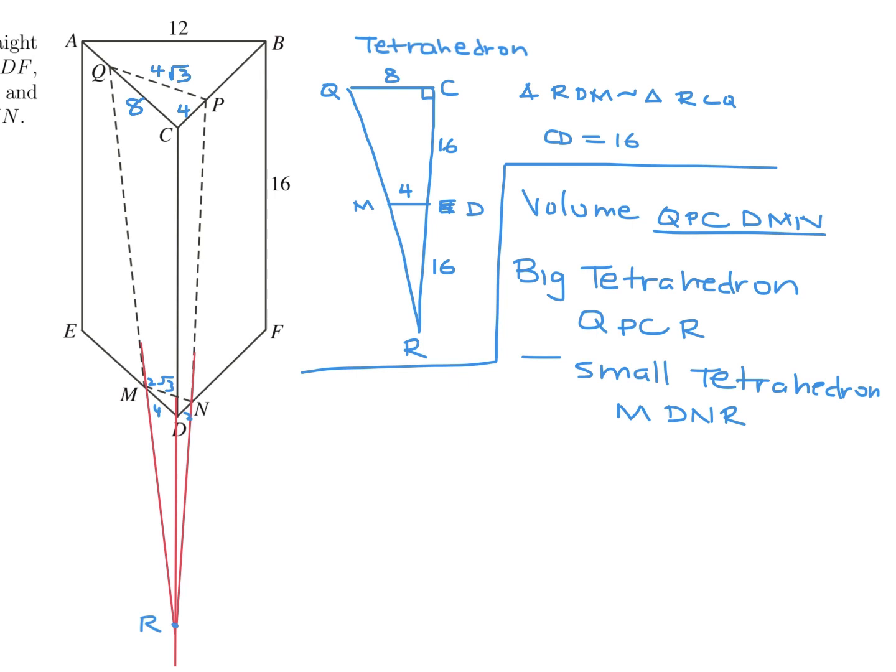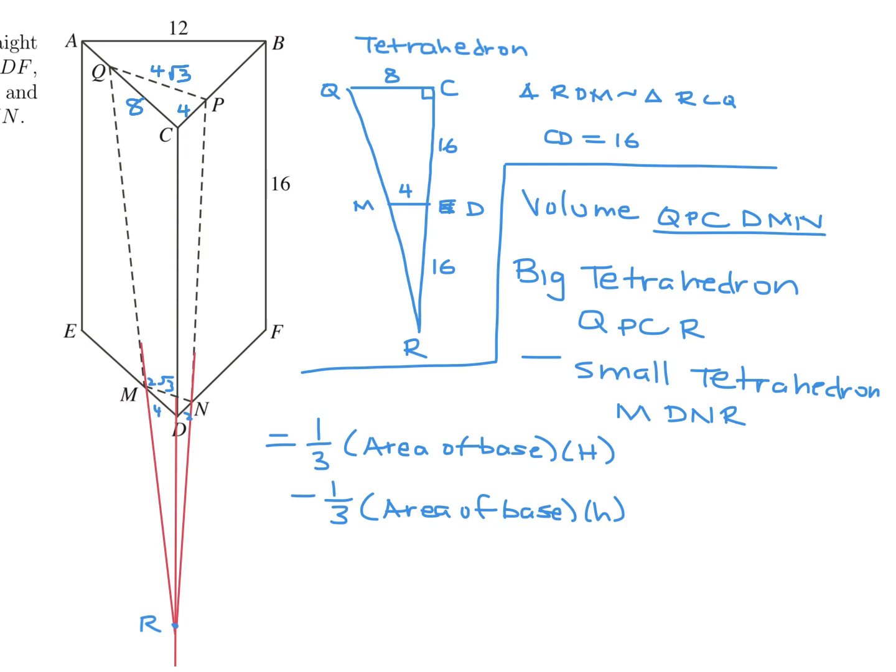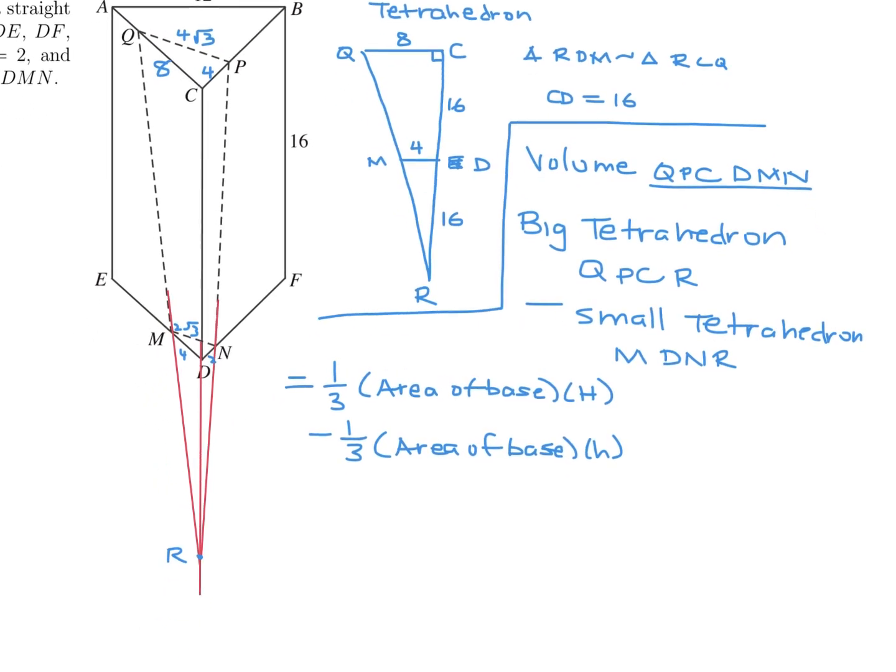And if you do that, you'll get what remains, which is that weird shape that they want us to calculate the volume of. So the volume of a tetrahedron is 1/3 the area of the base times the height. So we've got to do that for the big one, and we've got to do it for the small one. Area of base times the height. Okay, I think that should not be a problem.